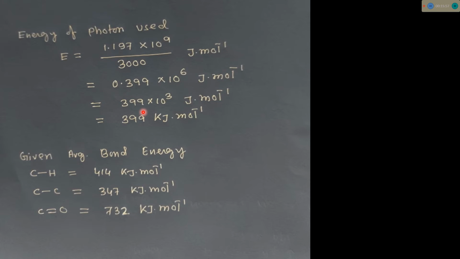We are using a light whose energy is greater than the bond energy, but it does not mean that it will break that bond. We have to use a light whose energy is the same or greater than the average bond energy of the bond.